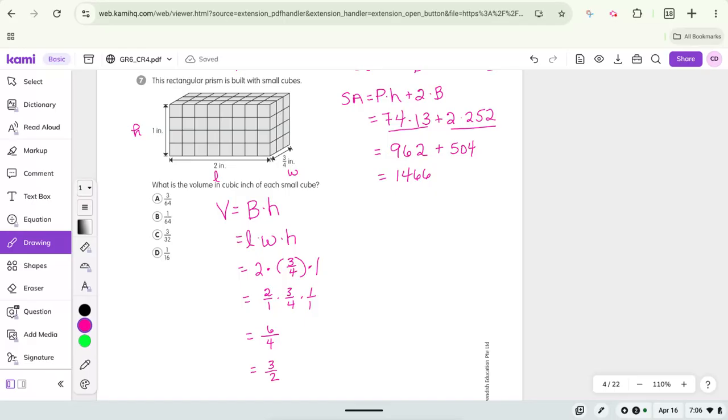Well, let's see. There are 1, 2, 3, 4, 5, 6, 7, 8 cubes going across. They are 1, 2, 3 deep. 8 times 3 is 24. And there are 1, 2, 3, 4 layers. And 24 times 4 is 96. So there are 96 small cubes.